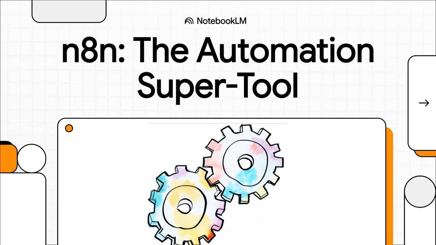Have you ever just been stuck clicking and copying and pasting between different apps, thinking there has got to be a better way? Well, you're going to want to see this. Today, we're diving into a tool called n8n, an automation super tool that people are calling a game changer, a beast, and, get this, a developer's dream.